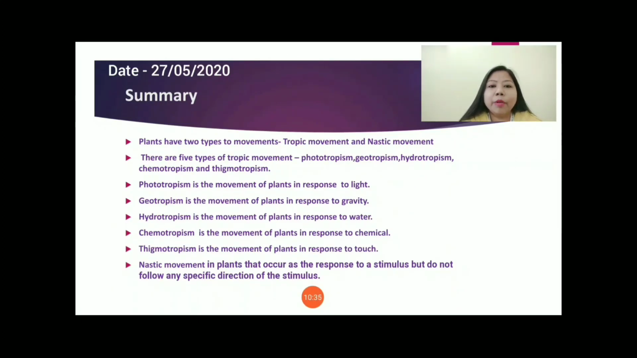Fine. Apart from tropic movement, plants also show the nastic movement, which is growth independent movement, and nastic movement in plants occurs as a response to stimuli but does not follow any specific direction as the tropic movement does. So this is all for today's class.